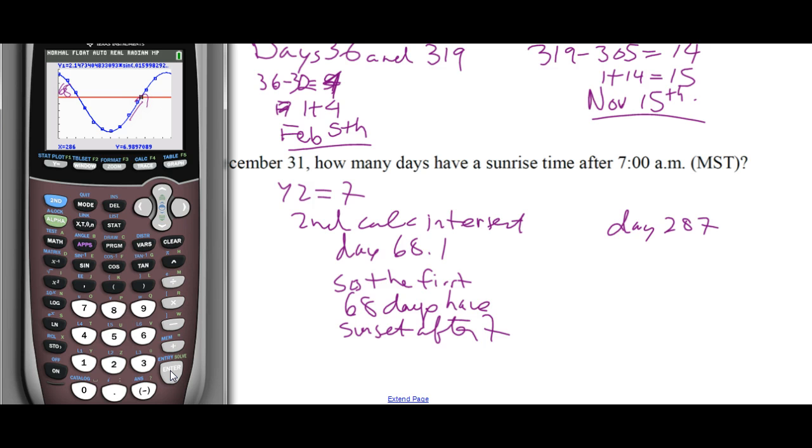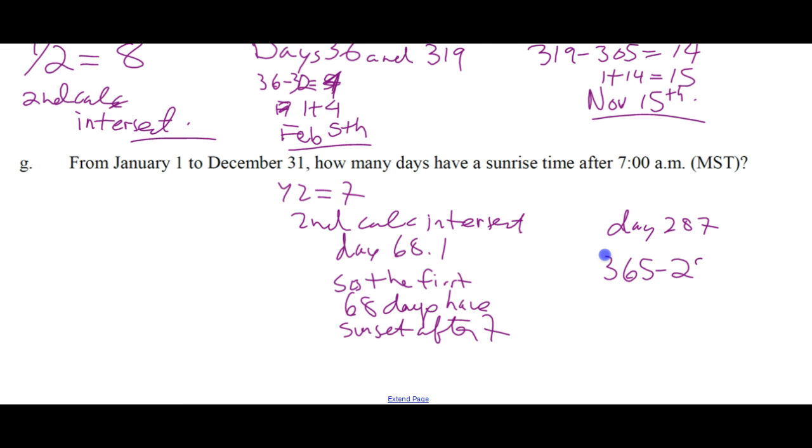So we need to get how many days from day 287 to the end of the year. If you're counting, and we're including day 287, the calculation looks like this: 365 minus 287 plus 1. You have to add 1 because you want to include the 287. Like if I want to say how many numbers are there from 1 to 4, we know there's 4 numbers: 1, 2, 3, 4. If I go 4 minus 1, that's 3. I have to add 1 more to include. So we go 365 minus 287 and then add 1, so you're actually including that day.